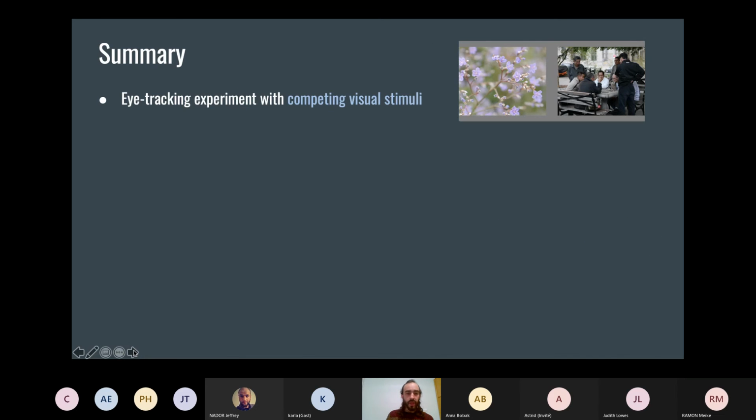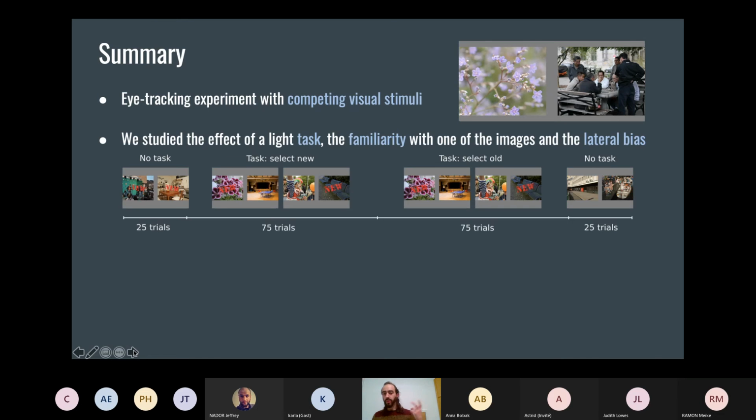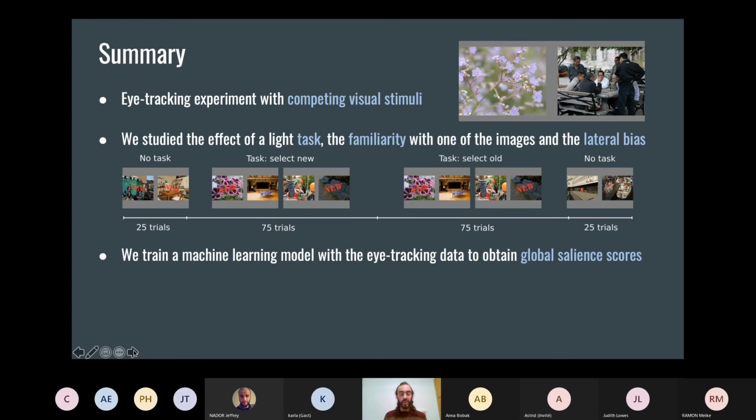Yeah, so to summarize this part, we performed this eye tracking experiment with computed visual stimuli, one image on the left, one image on the right. We also studied the effects of task, familiarity, and lateral bias by including extra coefficients in a logistic regression model. And we trained the logistic regression model with all the behavioral data, with the decisions, the visual decisions, left or right. And the model was accurate, and this allowed us to use the coefficients as proxy for global salience scores.